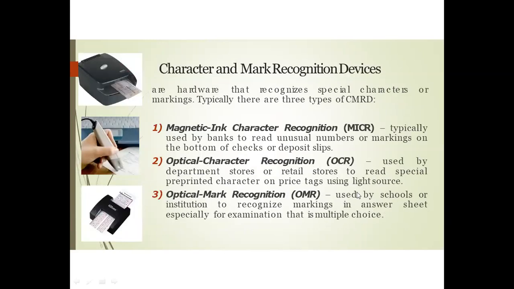Another type of input device is the character and mark recognition devices. These are hardware that recognizes special characters or markings. Typically, there are three types of the CMRD, or the character and mark recognition devices. The first one is the magnetic ink character recognition, typically used by banks to read unusual numbers or markings on the bottom of checks or deposit slips.